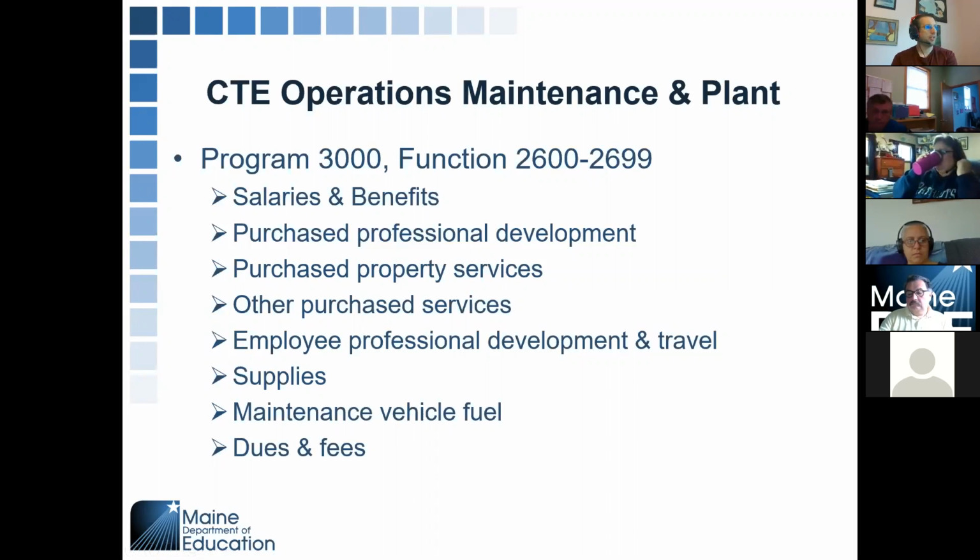Operation, maintenance of plant. So we're basically going to pick up within that the program 3000, and then we're going to look at all function codes within operation, maintenance of plant, which is 2600 to 2699. So there's definitely some ways to split up the coding for that, whether that's for cleaning, whether it's for maintenance, if you're doing some sort of bigger project, then you may be using 2680 or 2690.